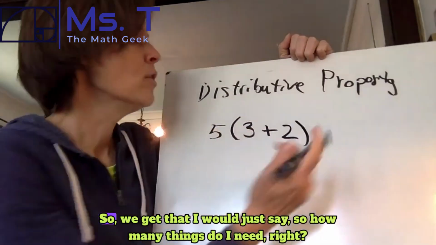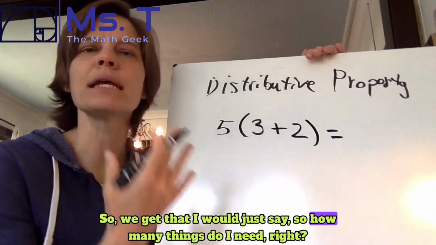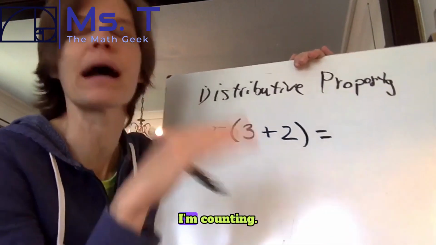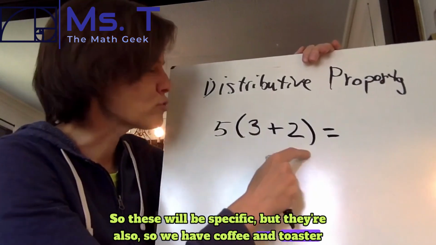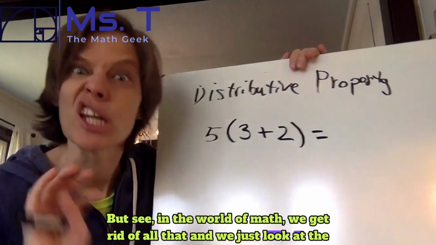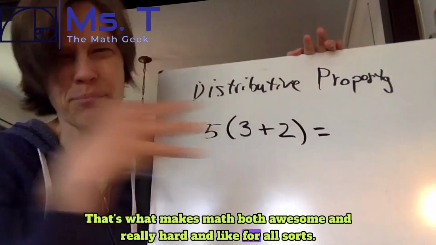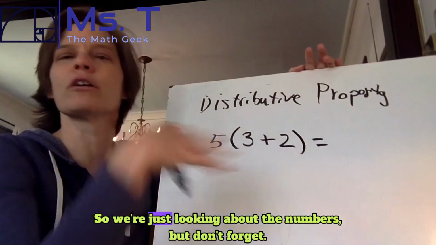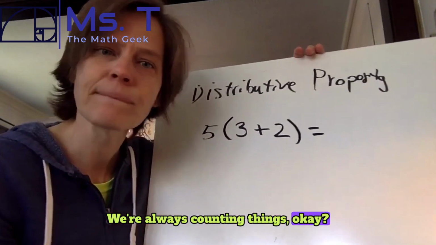Okay? So, we get that I would just say, well, how many things do I need, right? We're counting. So these will be specific, but we have coffee and toaster strudel and friends. But see, in the world of math, we get rid of all that and we just look at the numbers. That's what makes math both awesome and really hard. So we're just looking at the numbers. But don't forget, we're always counting things, okay?